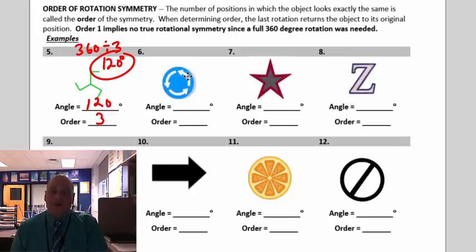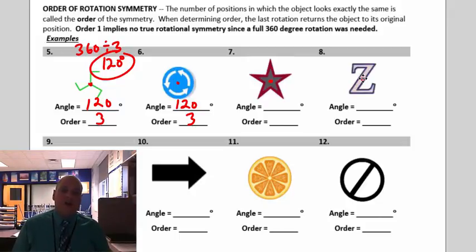Same thing here. This symbol here is a refresh symbol, kind of like a recycle symbol. With the refresh symbol, you can turn your paper 3 different ways and have it look exactly the same. So again, the order is 3 and the angle of rotation is 120. Whenever the order is 3, the angle will be 120. And you're going to rotate around that point right in the middle, right?